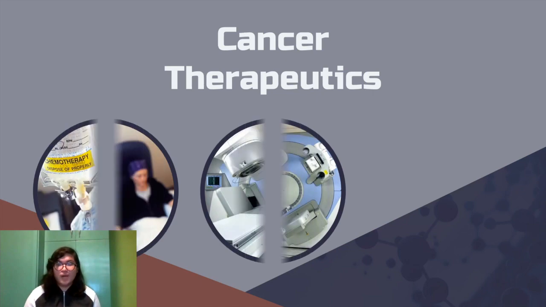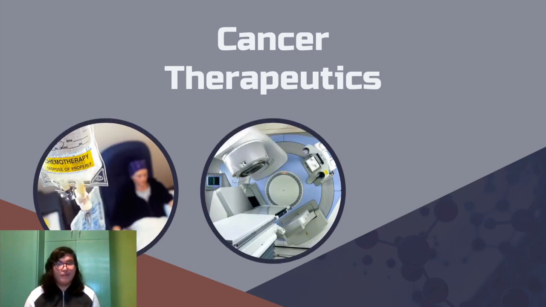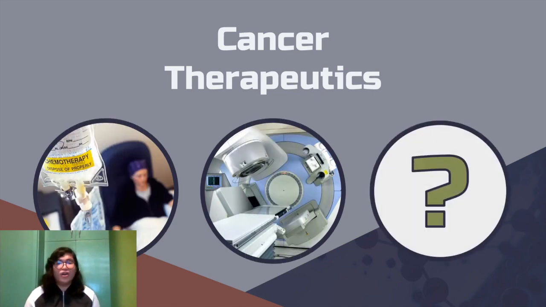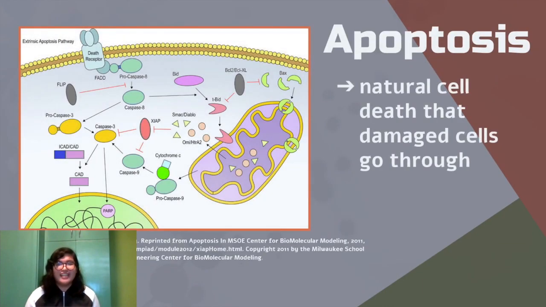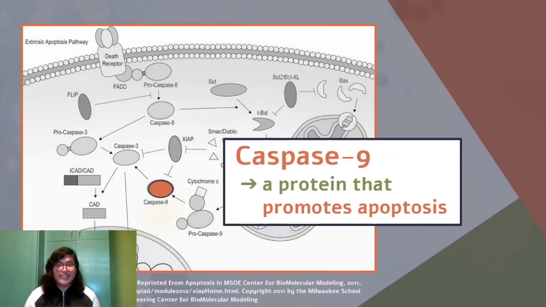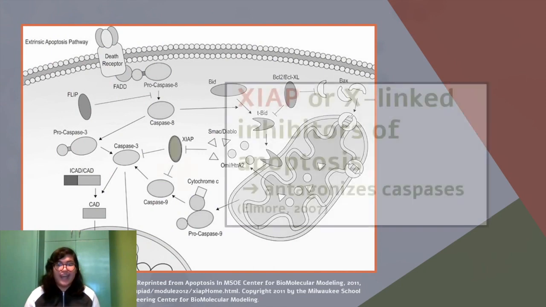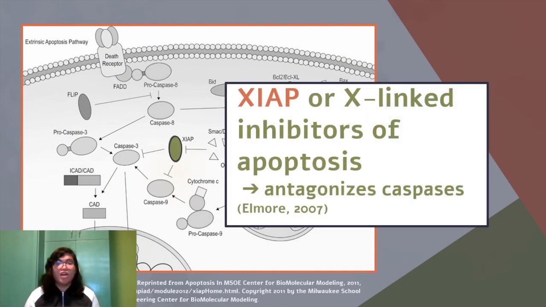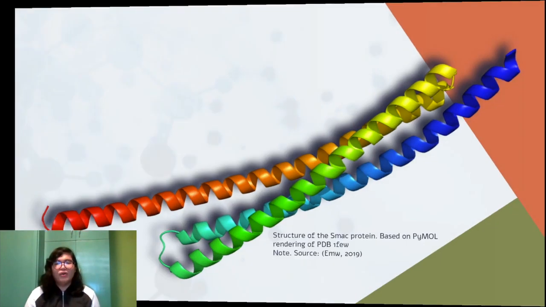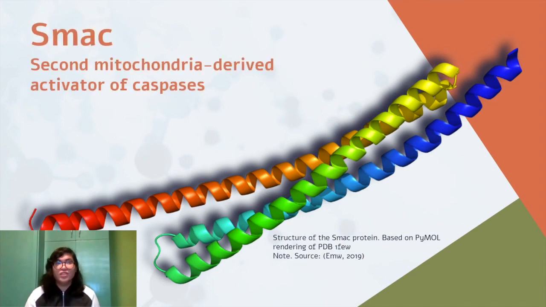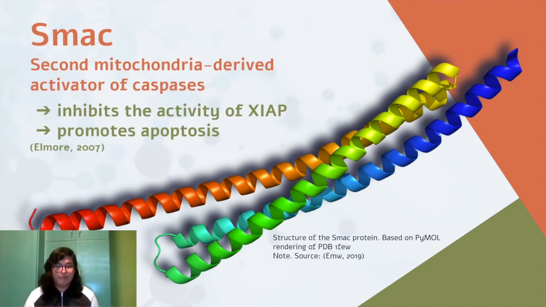Well, for starters, let's recap our project. Sure, let me explain it to you. When you think of cancer therapeutics, you'll probably think of chemotherapy and radiotherapy, right? Well, we are looking into a rising form of treatment and it involves apoptosis, which is the natural cell death that damaged cells go through. Apoptosis is promoted by proteins like caspase 9, but they are stopped by XIAPs, which cancer cells have a lot of. Don't worry though, we have something called SMAC, which promotes apoptosis by inhibiting these XIAPs.